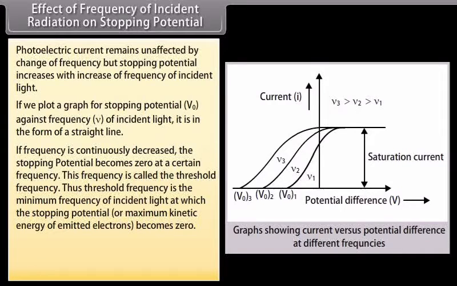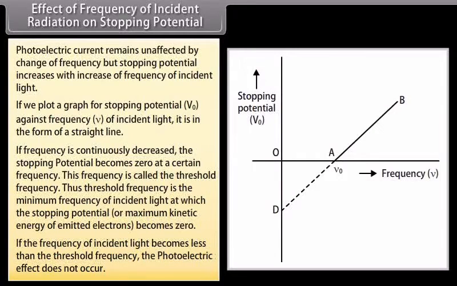This frequency is called the threshold frequency. Thus, threshold frequency is the minimum frequency of incident light at which the stopping potential or maximum kinetic energy of emitted electrons becomes zero. If the frequency of incident light becomes less than the threshold frequency, the photoelectric effect does not occur.